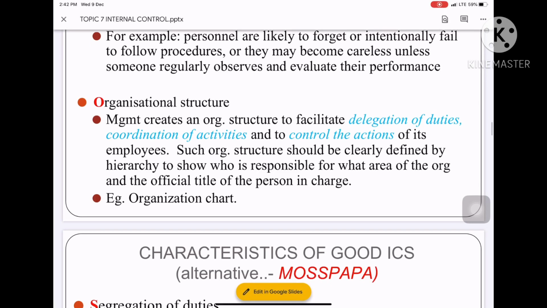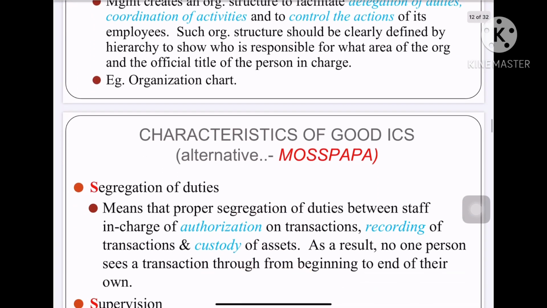Alright, organizational structure. Management creates an organizational structure to facilitate things such as the delegation of duties. So how do they delegate responsibilities, how do they coordinate activities between one another, and how do they control their employees, because such an organizational structure should be clearly defined by hierarchy to show who is responsible for what area of the organization and the official title of the person in charge. So it is like an organization chart. Here we can see who is the superior, who is the lower level, and who the person should report to.